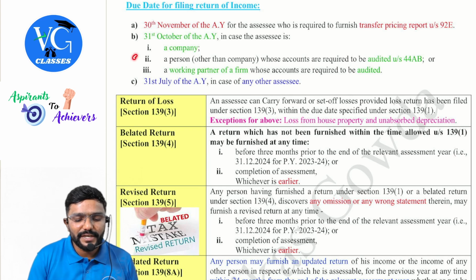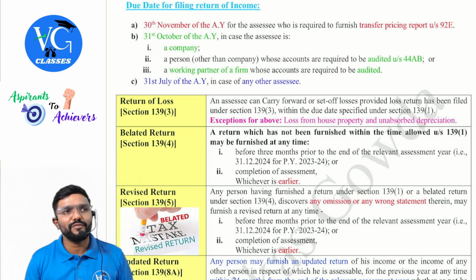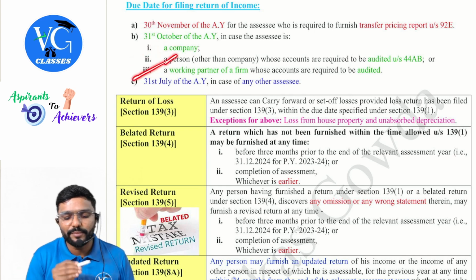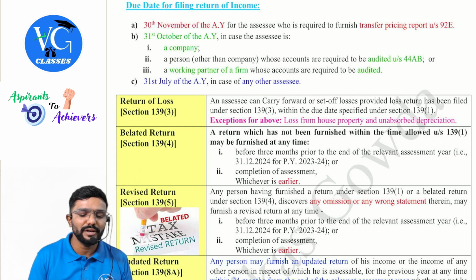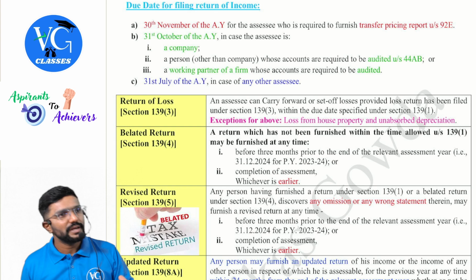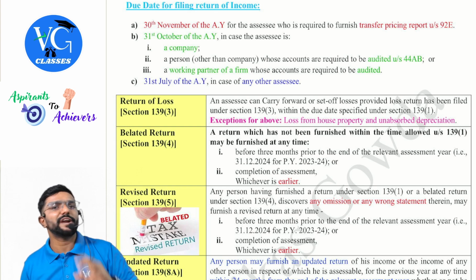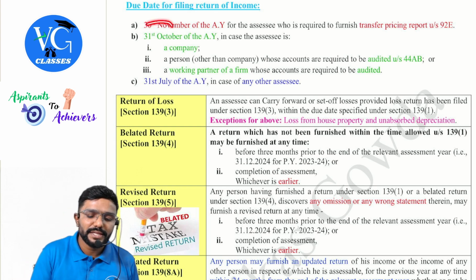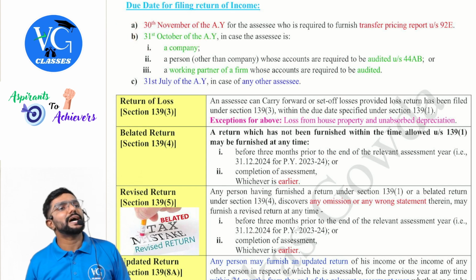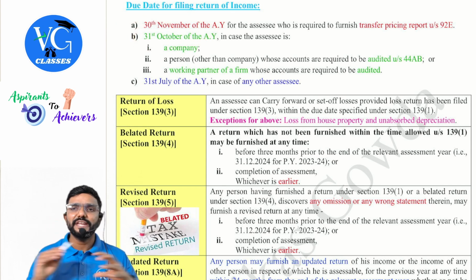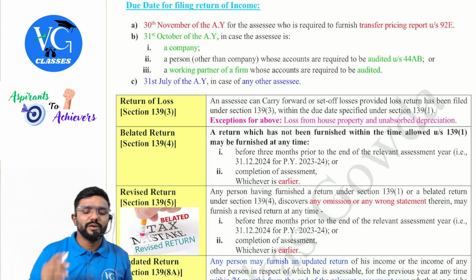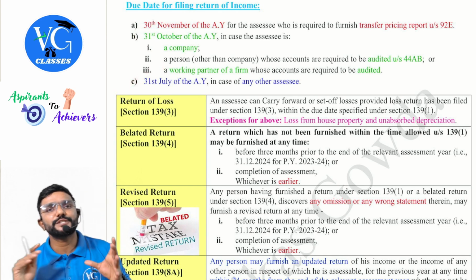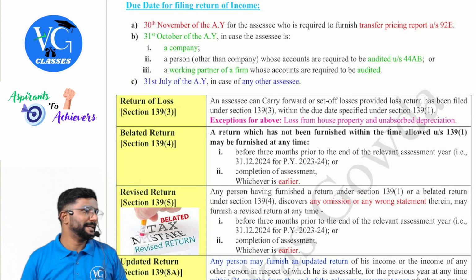Next, if he is a company or a person whose books of accounts are subject to tax audit, or a working partner of a firm whose books of accounts are subject to tax audit. In simple terms, a company always and anyone else for whom audit is applicable. What is the due date? 31st October of the assessment year. For any other category of assessee, like I have only salary income, rental income, what is the due date for me? 31st July of the assessment year.